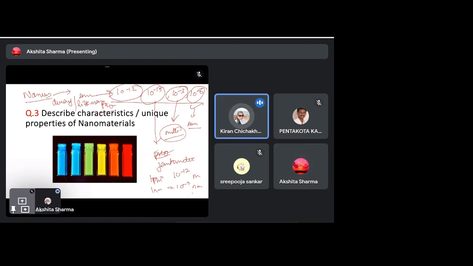Now my question will be, describe the characteristic unique properties of nanomaterials. What are the properties of nanomaterial? We have studied a lot of bulk materials, right? Why do we have to specifically study nanomaterial? The same material in its macro state has different properties, and when it is crushed down to nanoscale, its properties are enhanced. Yes, the properties vary according to the size at nanoscale. Absolutely right.